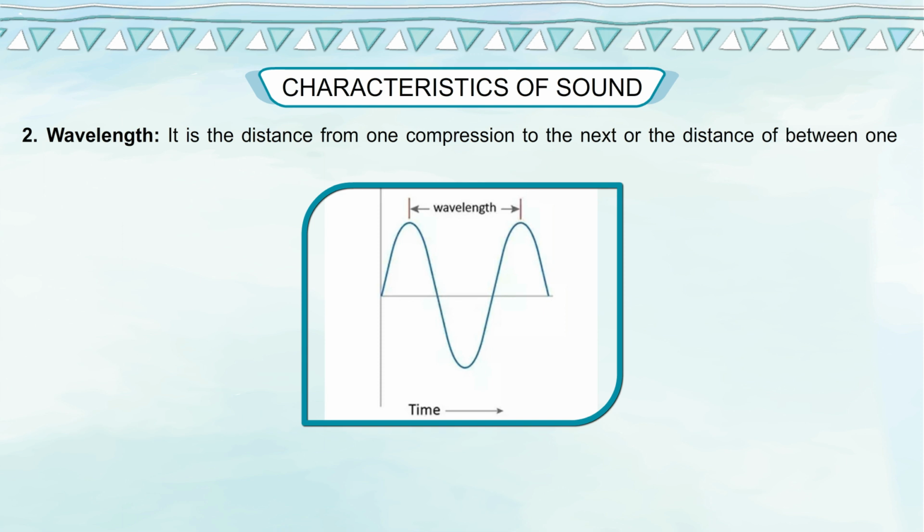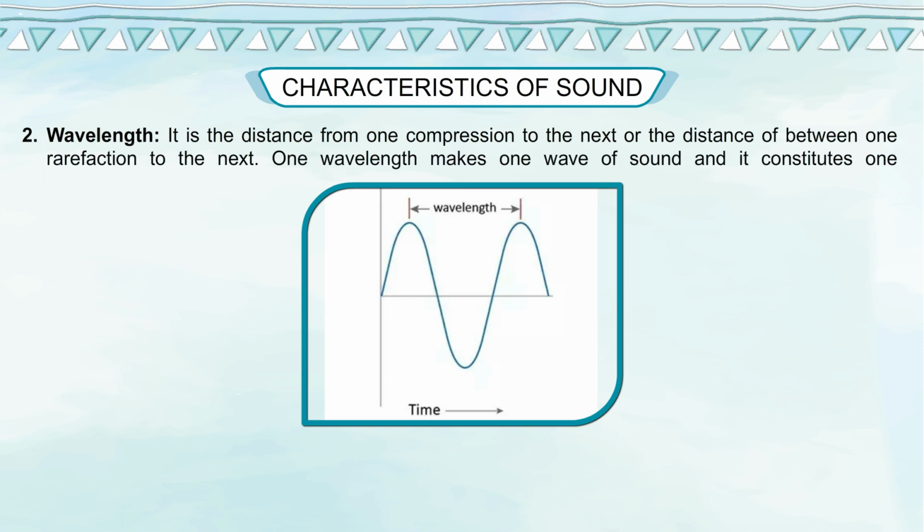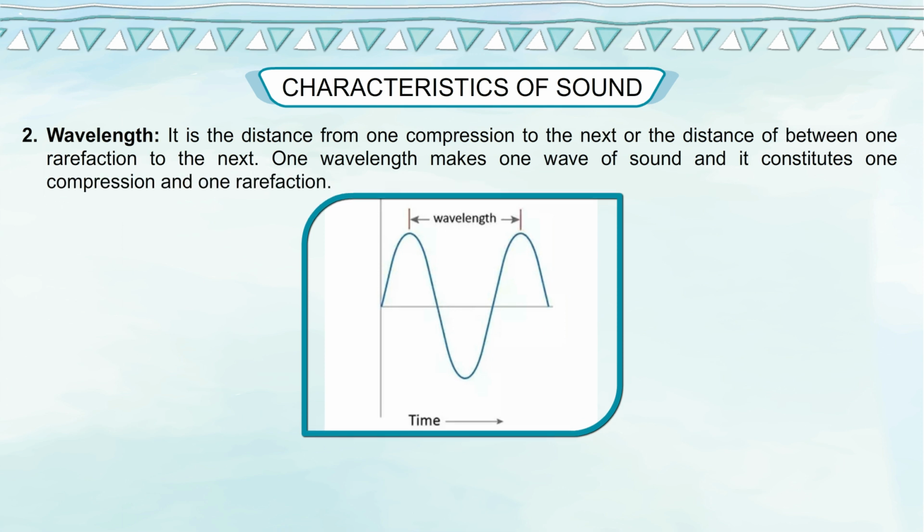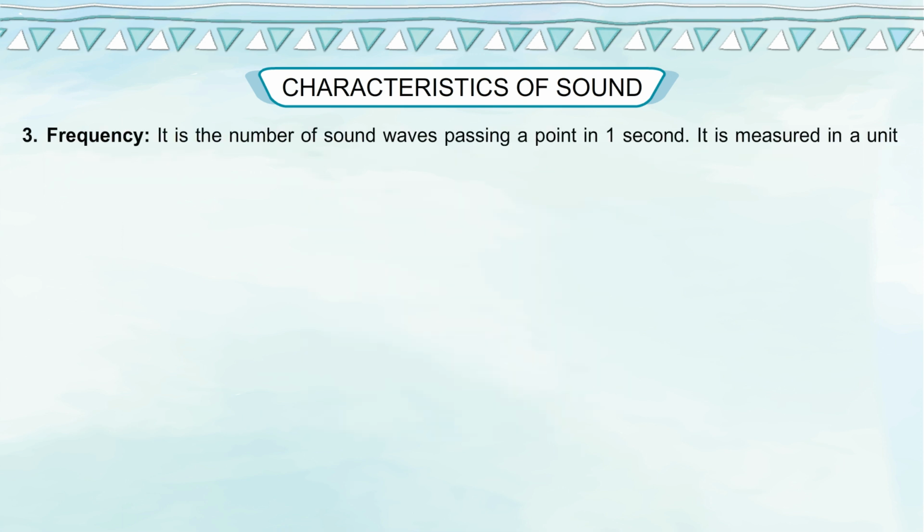Wavelength. It is the distance from one compression to the next or the distance between one rarefaction to the next. One wavelength makes one wave of sound and it constitutes one compression and one rarefaction.